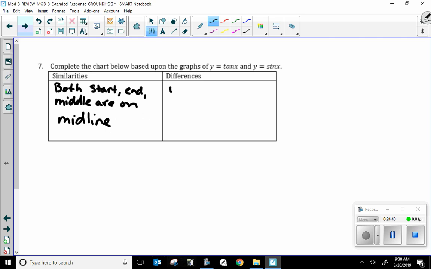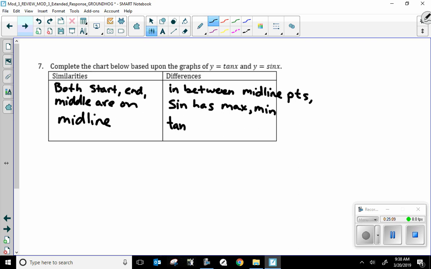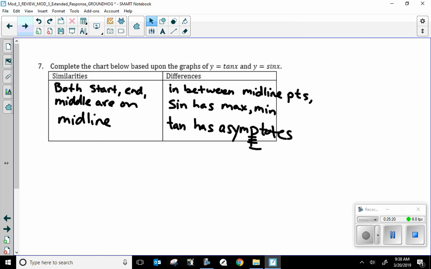Okay, in between midline points, those 3 dots that we start with, sine has a max and min. Tangent doesn't have a max and min. That's where it has its asymptotes. Don't forget the P. Totes. All right? That's where it has its asymptotes. Those are the major similarities and differences. If you know sine, you can graph tangent. It's not where mins and maxes are, it's where the asymptotes are. All right?